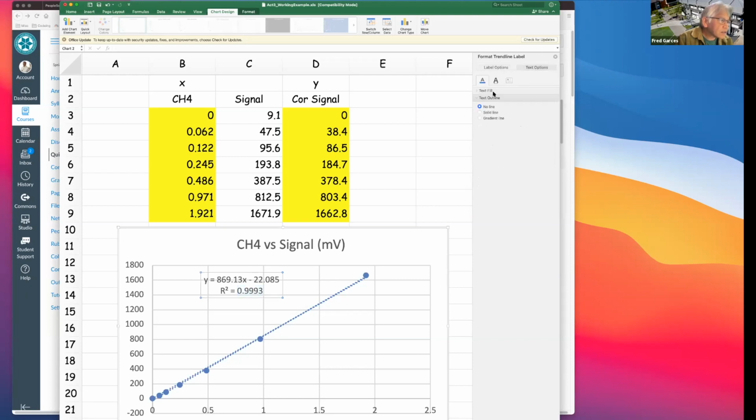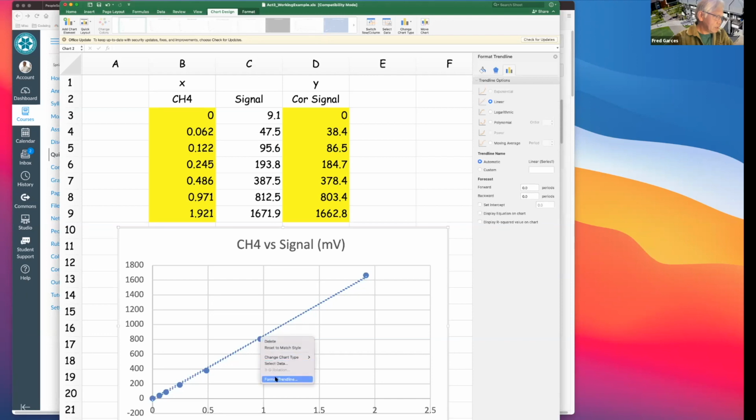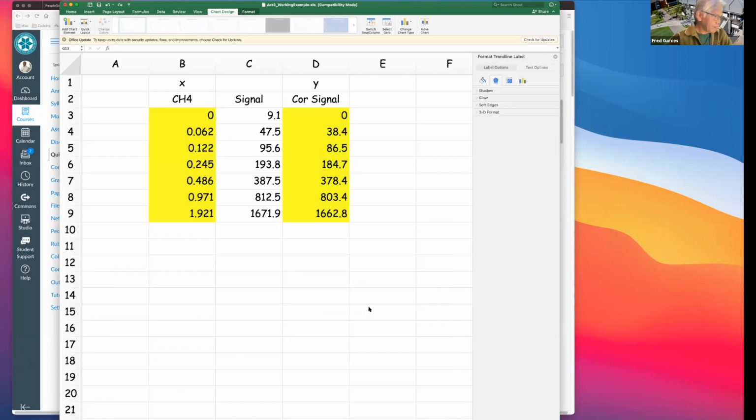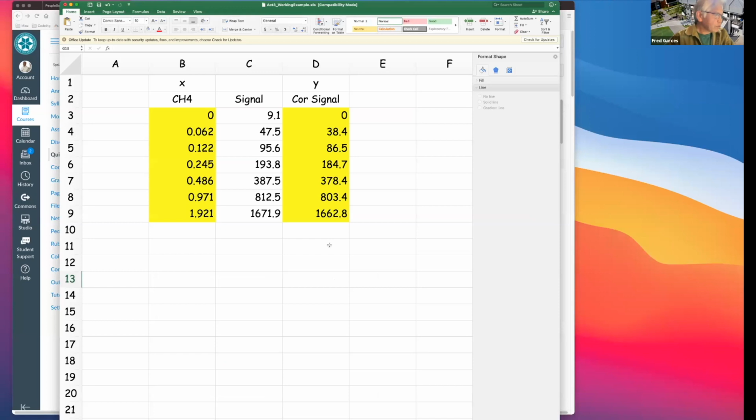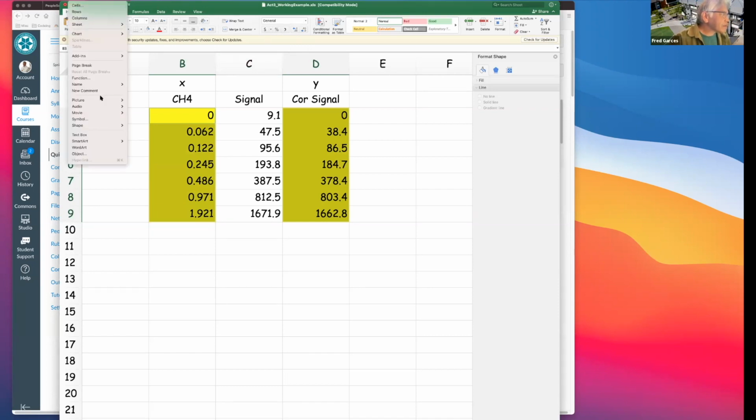Let me redo this. I need to add a trend line. Do this again. I apologize for that. Let me plot this. My mouse is playing tricks on me.